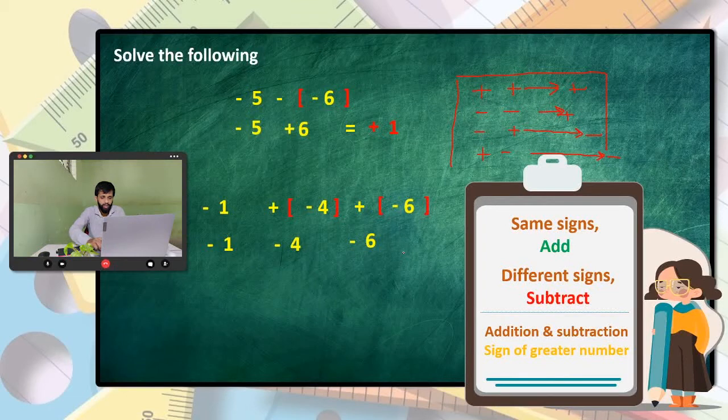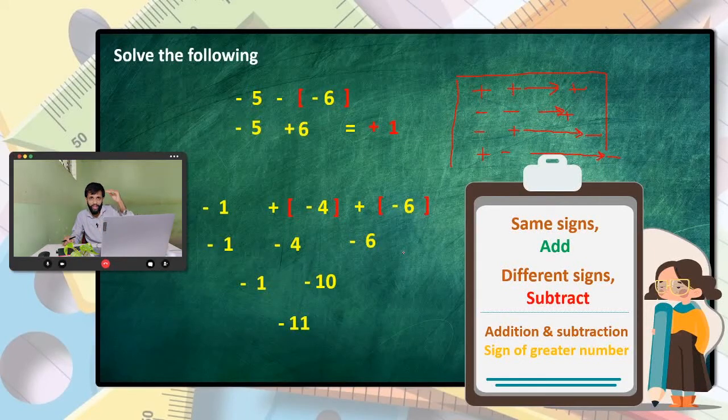Now I will just try and calculate. So minus 4, minus 6, same signs we add, right? So this will become 10, sign of the greater number negative. Again I have two numbers now, negative negative, same signs we add. So this will become 11, sign of the greater number, minus 11.